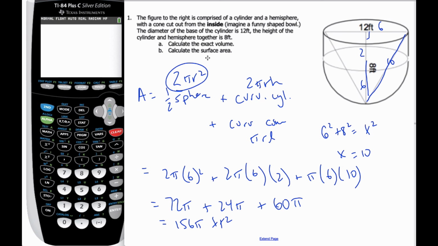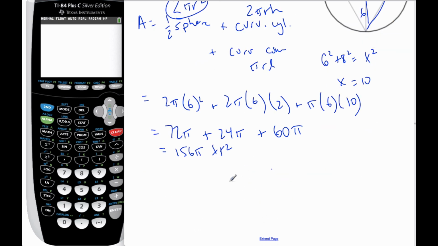And this answer is fine. It does not say exact. So if you're using your calculator and just doing all the pi's as decimals, you should get 490.0, well, here's 3 significant figures, feet squared. Be careful of your rounding. It's a very final answer. It's got to be good to 3 significant figures.